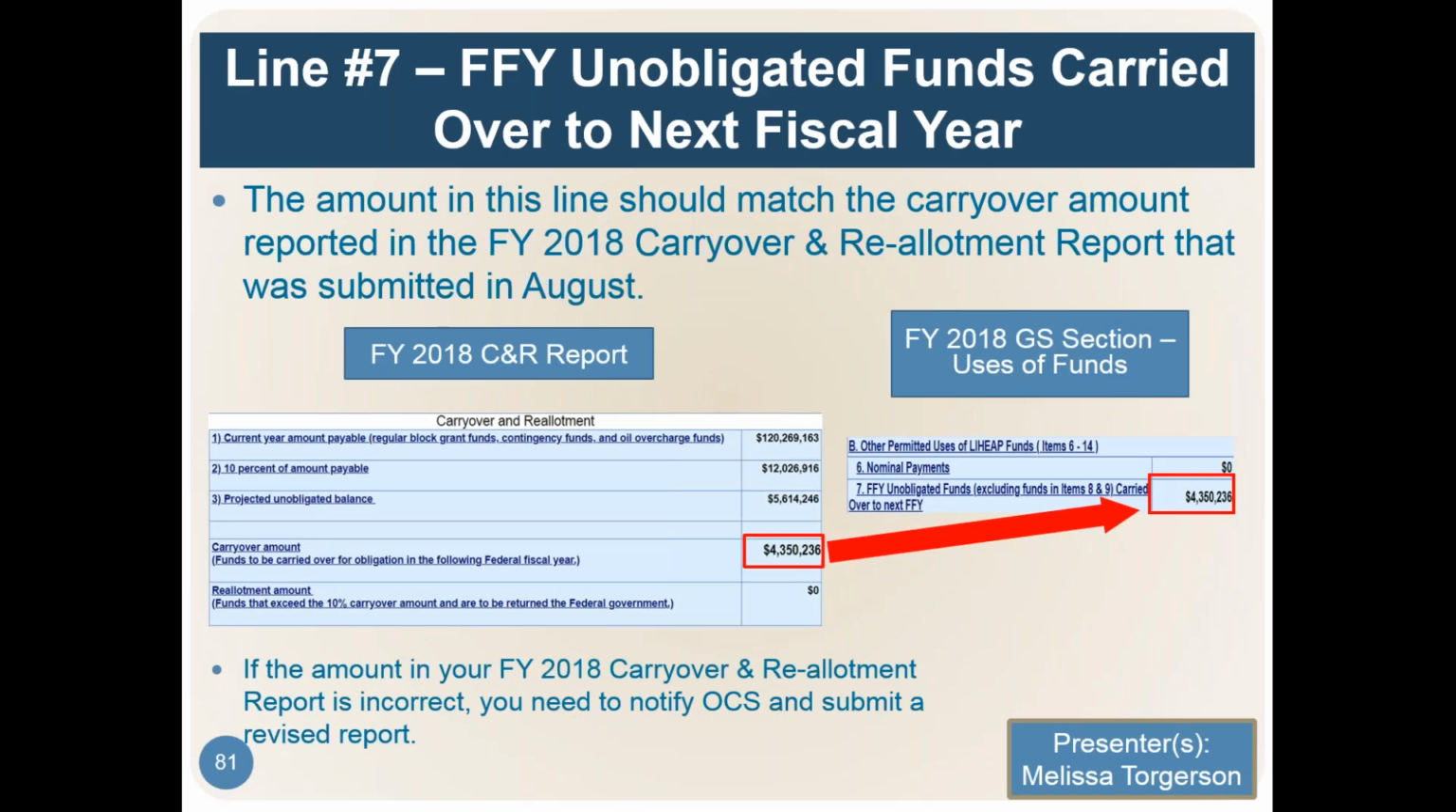So this is an example of where we talk about these reports lining up. The amount in uses of funds should align with your 2018 carryover report. So if you said in your 2018 carryover report, we have a balance of $4 million in unobligated funds, or $4.3 million, we should see that in your uses of funds in the 2018 Grantee Survey.